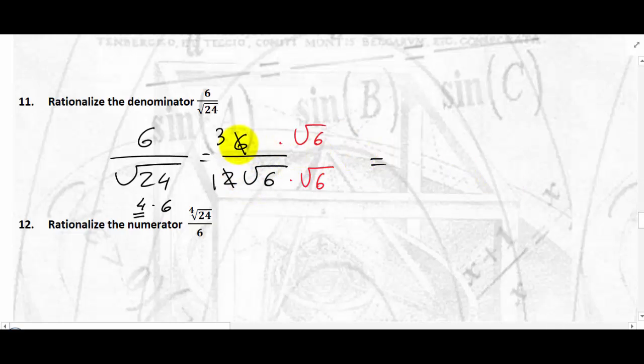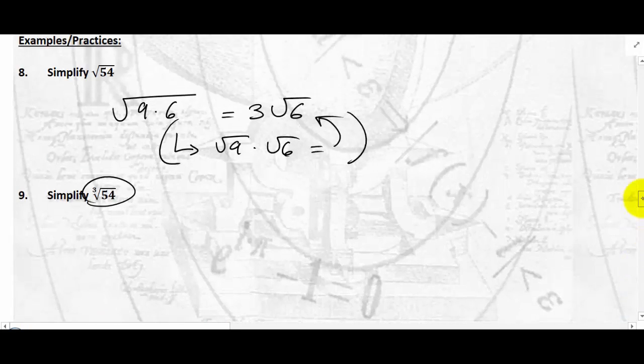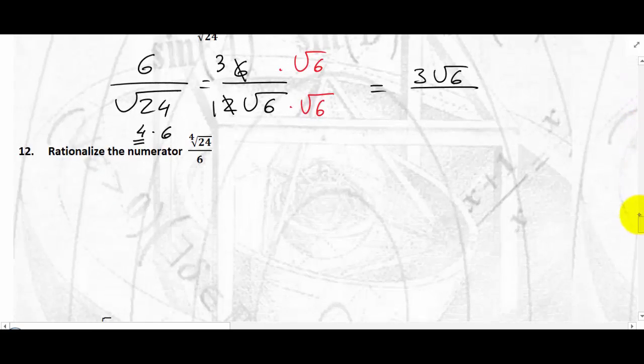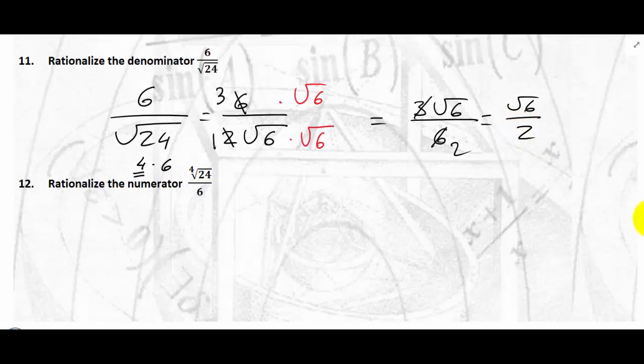So what do I have at the top? 3 root 6. What do I have at the bottom? Root 6 times root 6. That's a last property right here. Oh no, it's not the last. It's number 3. It's a duh property, the one that is trivial. Okay, this is 6. And so we can simplify one more time. 3 by 3, 1. 6 by 3, 2. Root 6 over 2. Please do number 12 and number 13. I will do number 14.